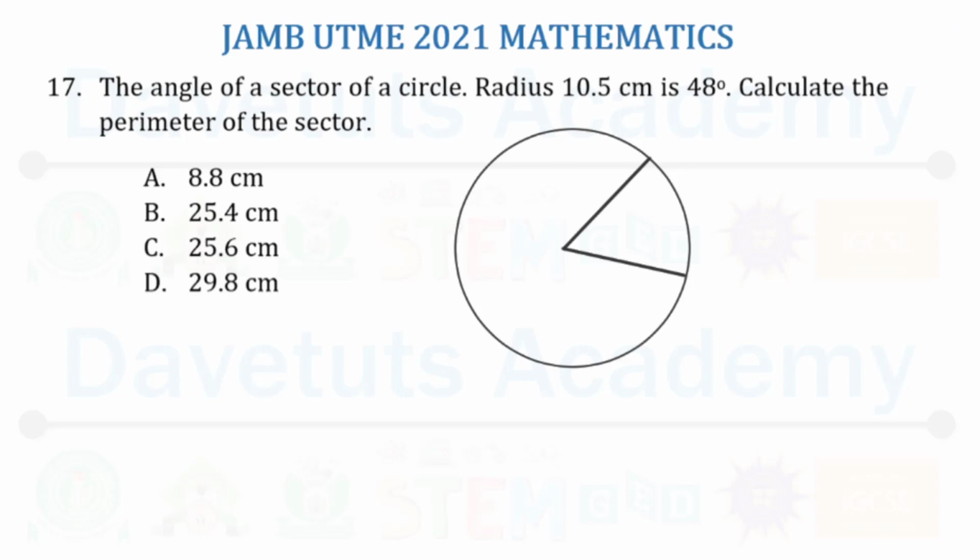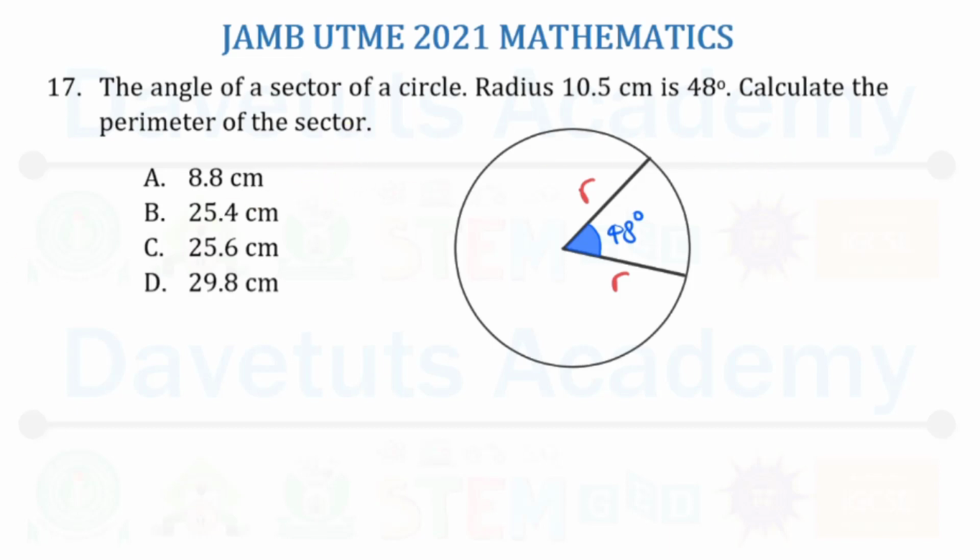So we are given that this angle is 48 degrees. Well noted. But we are given the radius, this is r, and this is r. That r we are given to be 10.5 centimeters. So we are to find the perimeter of this sector.